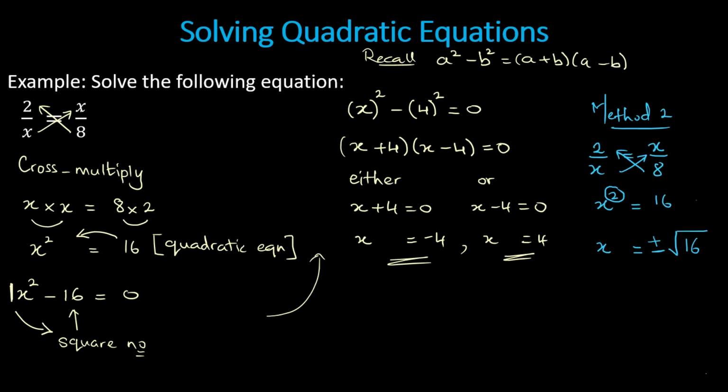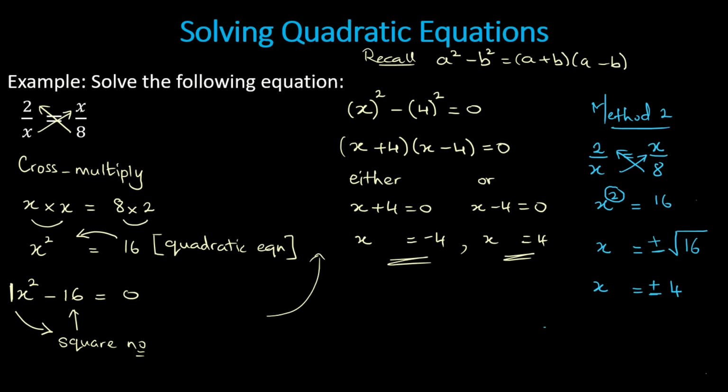That is why we put plus and minus in front of the square root. So we continue. This will give x equal to plus and minus. What is the square root of 16? It is simply 4, because 4 times 4 gives 16. So root of 16 is 4.